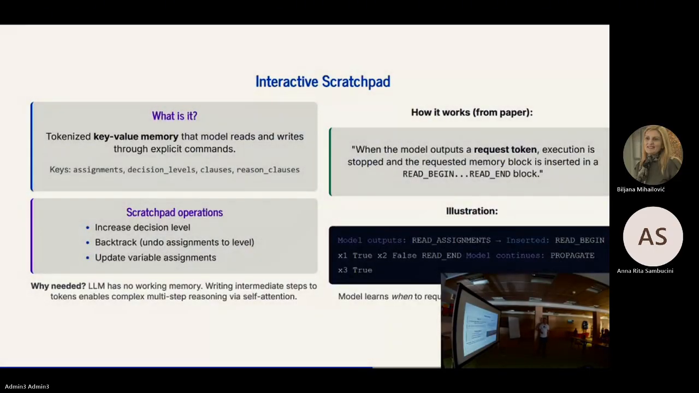So here is a little example of how the scratchpad works. There is the model output, which means it is the context window. You can see there is a read assignment with the special token, and it just says read something from the scratchpad. It reads and it continues with propagating some next steps.